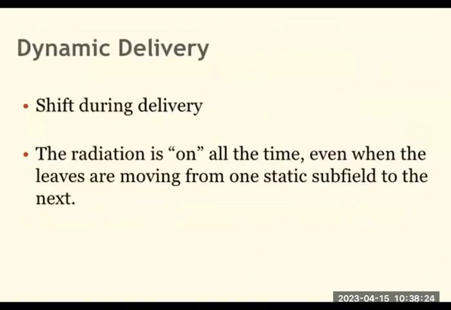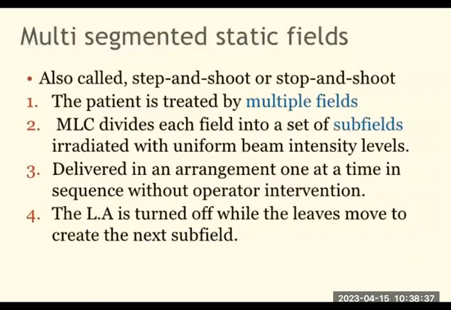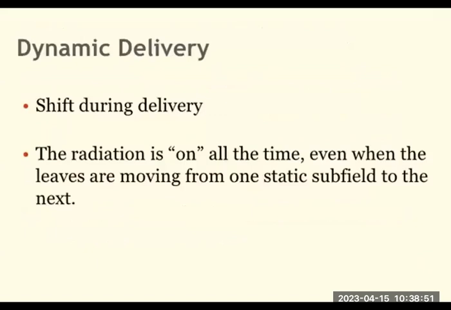So next is the dynamic delivery. The shift happens only during the delivery of the intensity beam. The radiation is on all the time, even when the leaves are moving from one static subfield to the next subfield. In the static case, the linear accelerator is turned off when the leaves are moved. It doesn't mean that it is switched off; it's just in an idle state when the leaves are moving to create the next subfield. Here, the radiation is on all the time, even when the leaves are moving from one subfield to the other. Okay, most of the times.